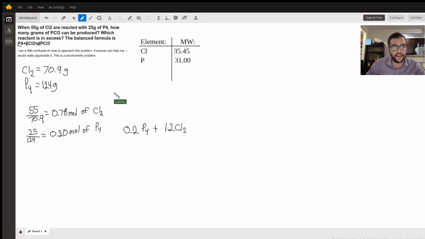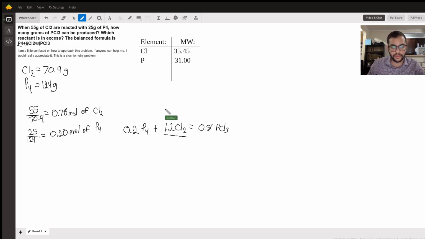And then we would have 4 PCl3. It's 4 to 1, so 4 times 0.2 is 0.8 PCl3. Now we already see how much we have. We started with 0.78 moles of Cl2, and if we're starting with 0.2 moles of P4, we would need 1.2 moles of Cl2, and that's not enough. So therefore, we're going to do it the other way.